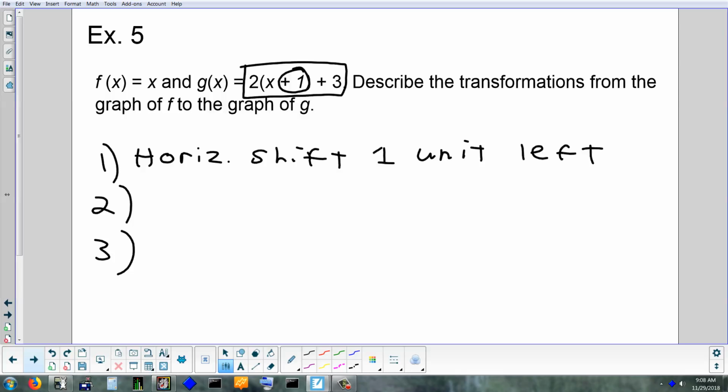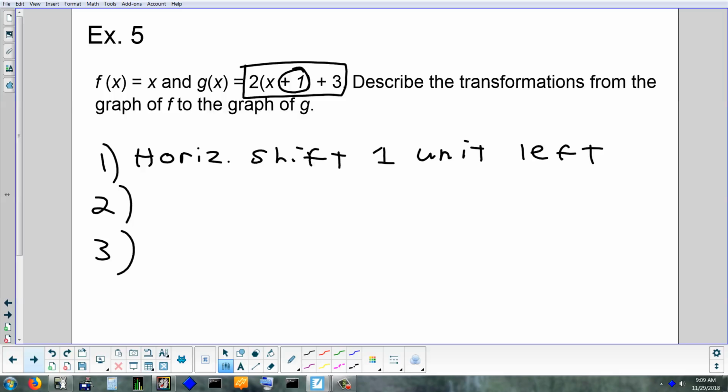Okay, what's the next thing you look for after you horizontal shift? You look for a horizontal stretch. Now, look at your chart. Do you have a horizontal stretch in this problem? Nicole, what did you say? No. Horizontal stretch is when you multiply x by a number inside parentheses. We didn't multiply by a number inside in front of the x, so there is no horizontal stretch. So we skip it.